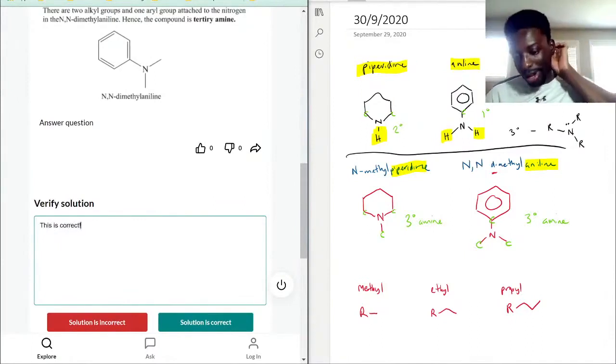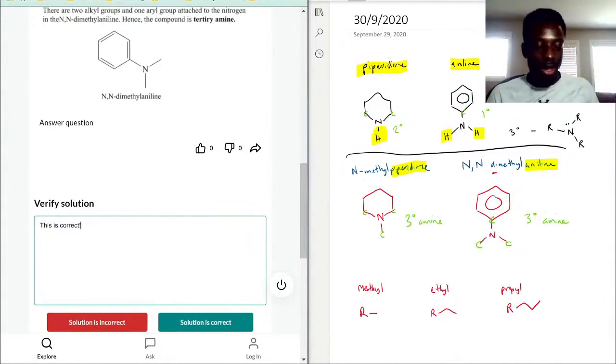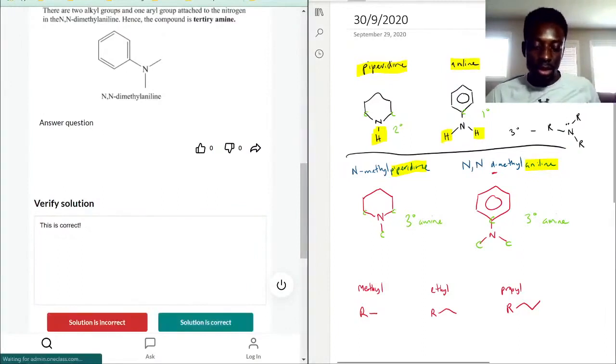So finding whether they're primary, secondary, or tertiary is relatively easy, because we just have to count how many groups they're bonded with. But the important part is drawing them. You need to know the nomenclature, and you need to know how each one gives you a clue on how to fill in the rest of the picture. Okay, so with that, let's go to the next question.